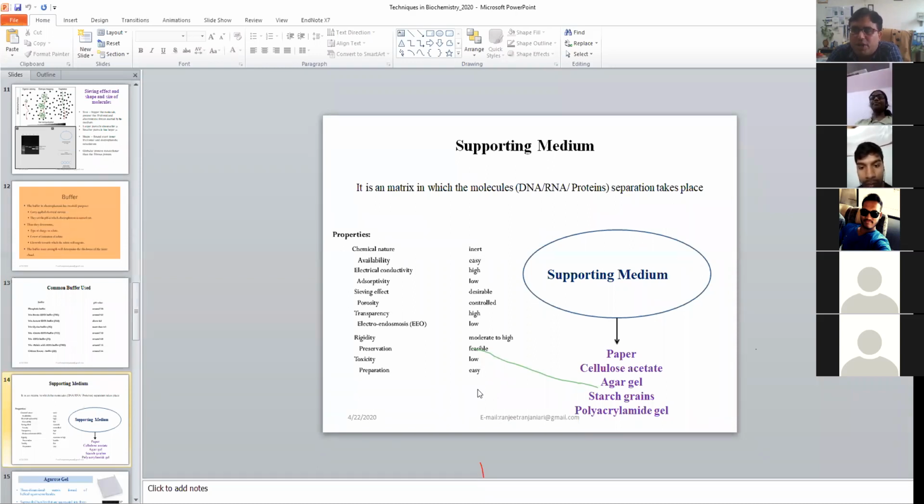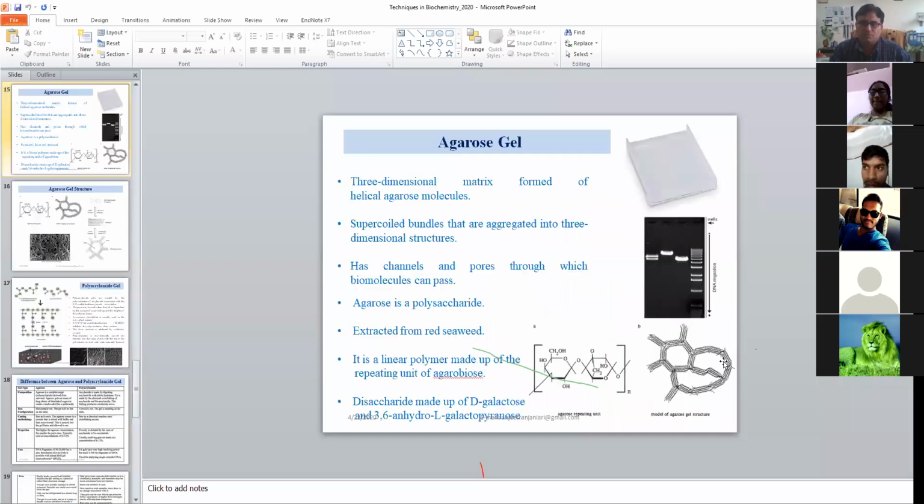Two of the most important supporting media which we use nowadays are agarose and polyacrylamide. Please tell me, what are those? Agarose and polyacrylamide. Good. Coming on to agarose gel, I have listed points, but before that, you can see the picture.